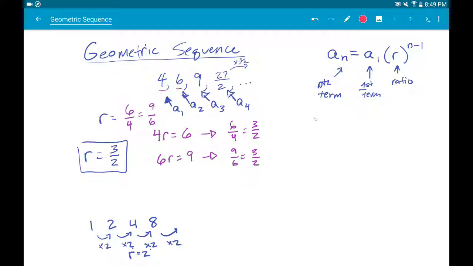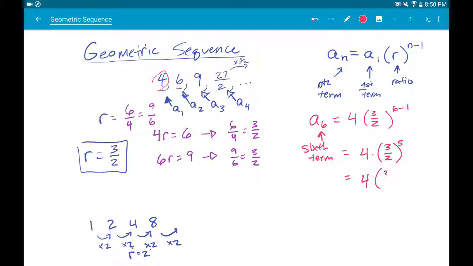Maybe with this sequence, we'll find a sub 6. What this means is, what is the 6th term of this sequence? We can find it by taking the first term, which is 4, finding the ratio, which we already found, which is 3/2, and then taking it to the n minus 1 power, 6 minus 1. If we simplify this a little bit, it becomes 4 times 3/2 to the 5th. That's 4 times 3 to the 5th over 2 to the 5th, which is 4 times 243 over 32.